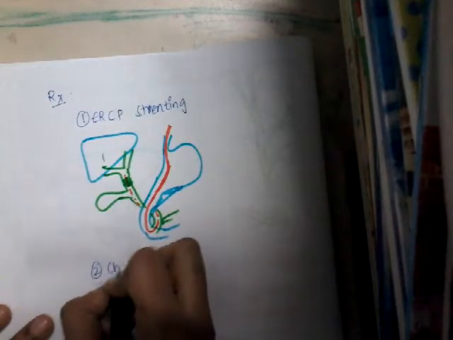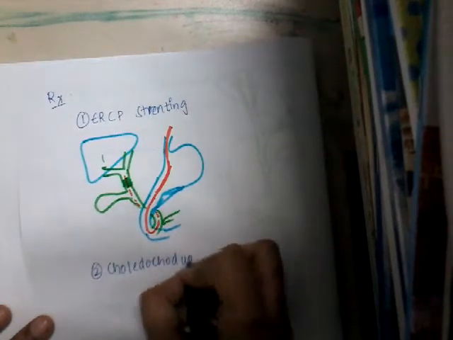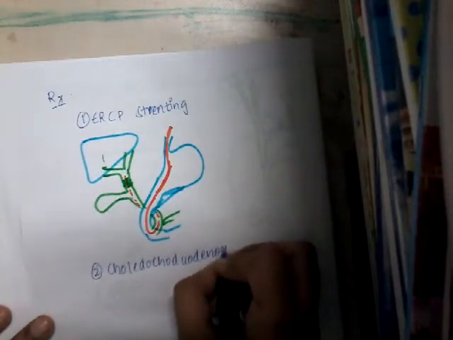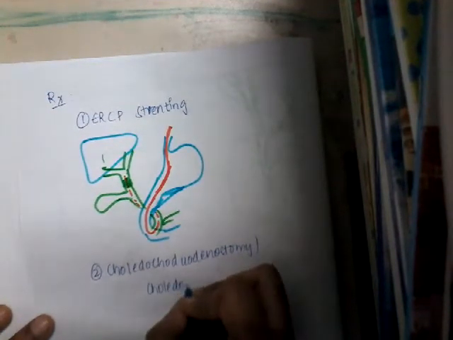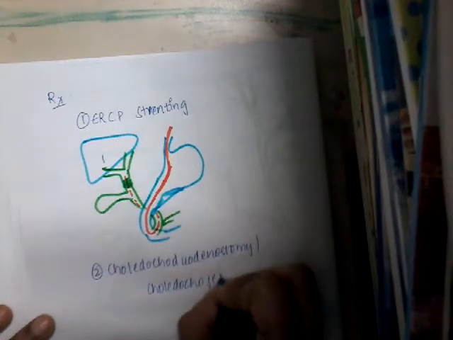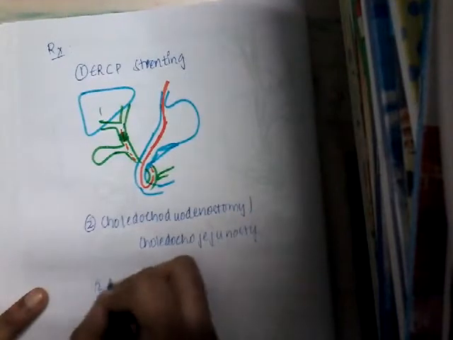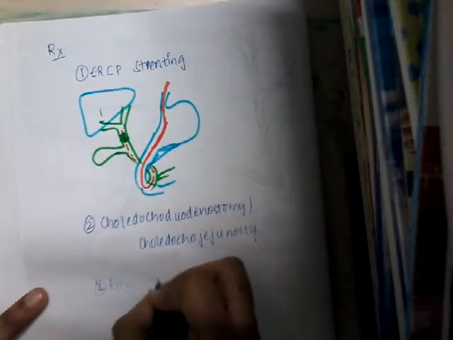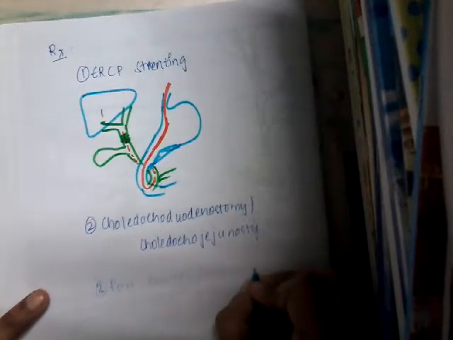The second type is choledochoduodenostomy, which can be done, or you can also do choledochojejunostomy. So based on the location of it, you can do hepaticojejunostomy. Okay.